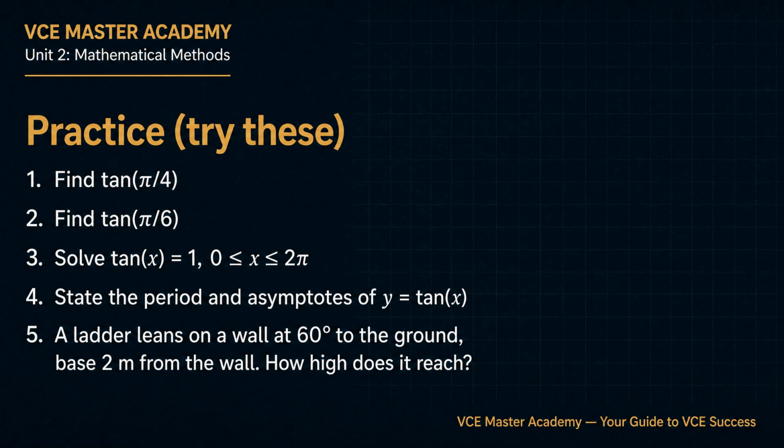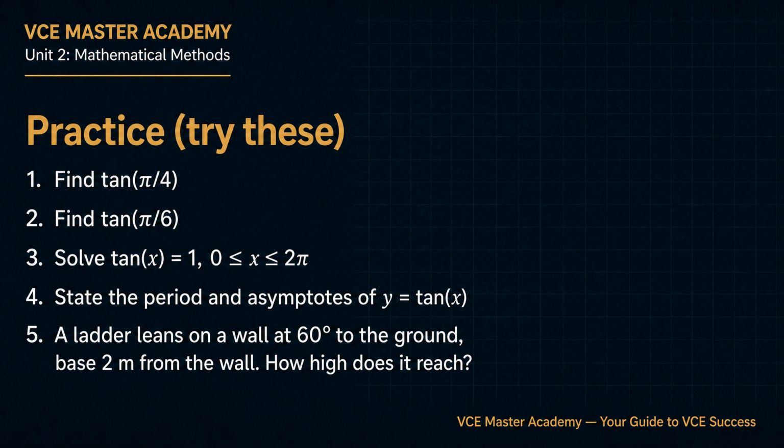Now it is your turn. Pause the video and try these 5. 1. Find tan of pi over 4. 2. Find tan of pi over 6. 3. Solve tan x equals 1 for x between 0 and 2 pi. 4. State the period and the asymptotes of y equals tan x.